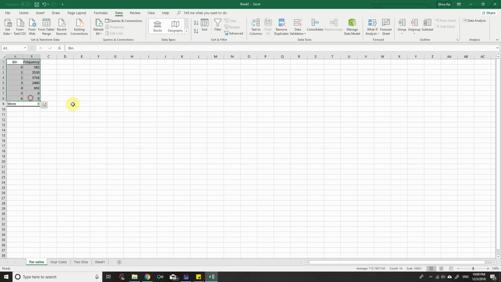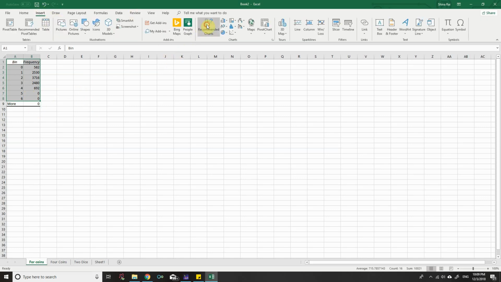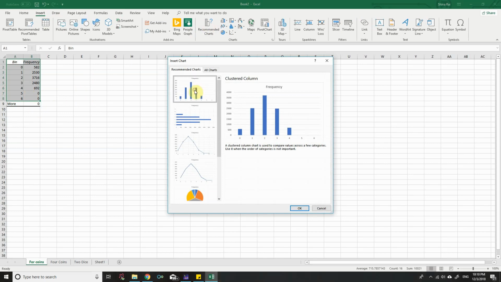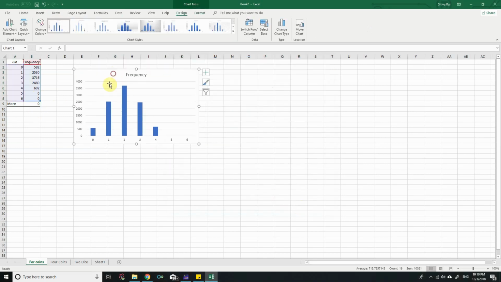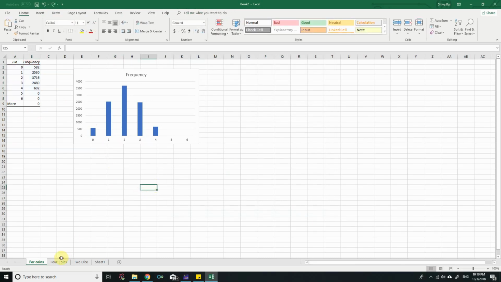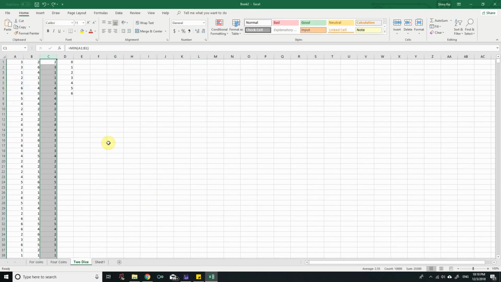Select this, click on insert, and recommended charts, go for this one, click on OK. Alright, so this is the histogram. Okay, so we are done for coins. Now let's go for dice.